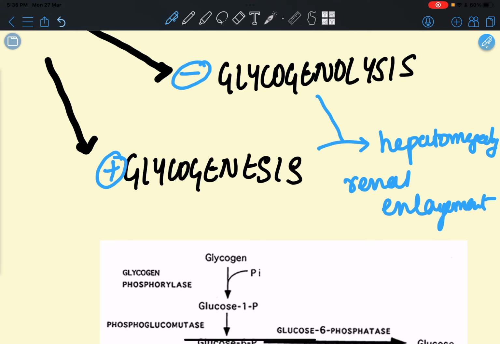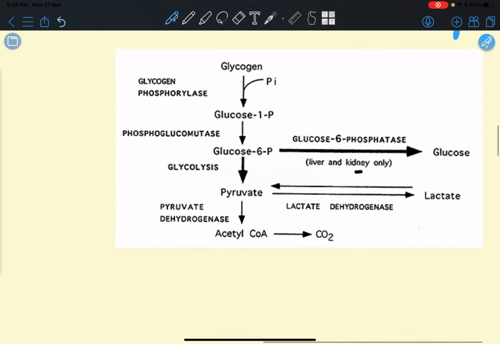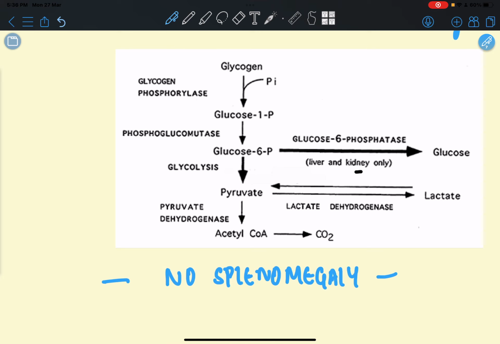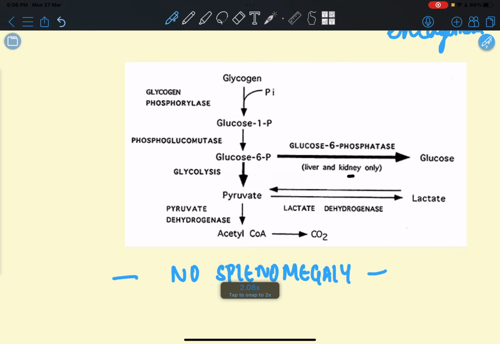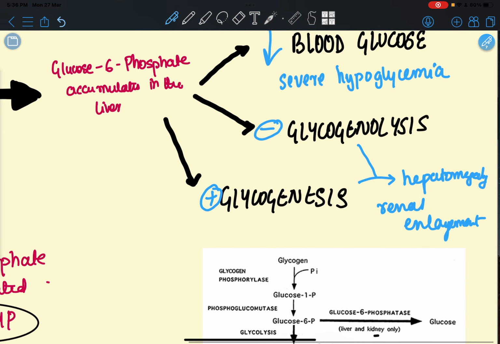What we do not see is splenomegaly. So there is no splenomegaly. Why is this important? Because in other glycogen storage diseases like Pompe's disease, we see hepatosplenomegaly. So if the question says hepatosplenomegaly, we can rule out von Gierke's because the spleen is not affected in von Gierke's disease. So these three are them.